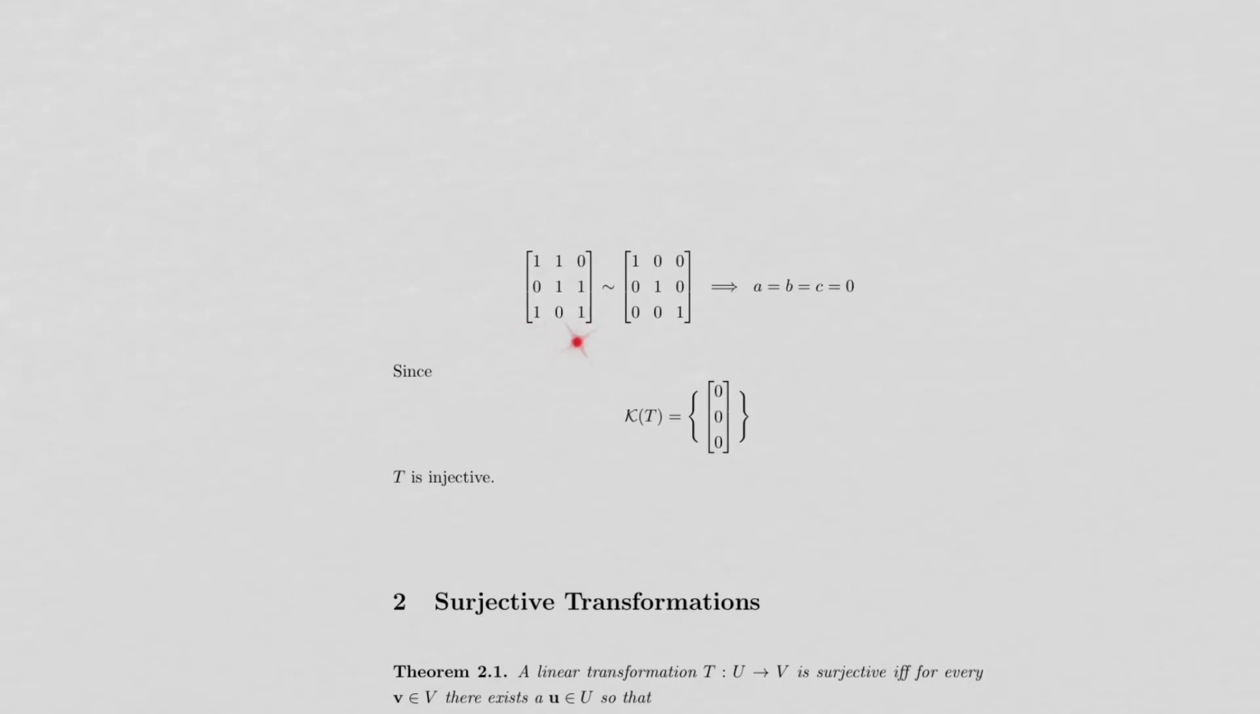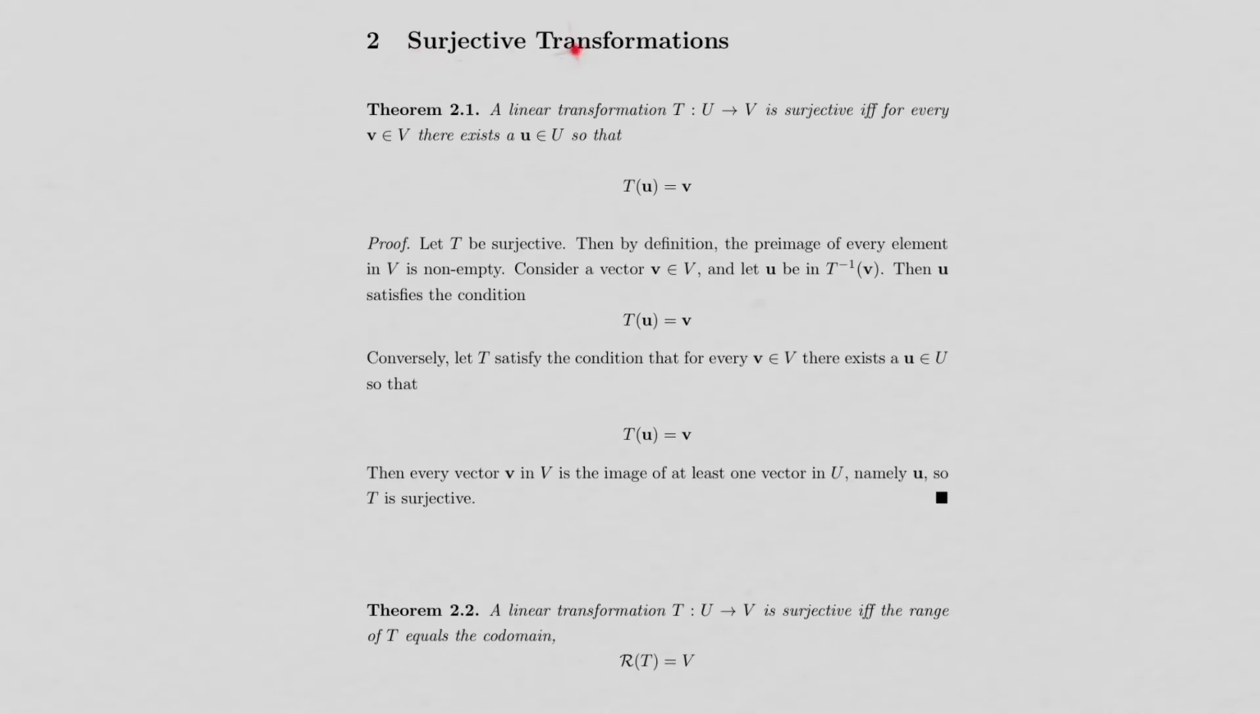Here's the coefficient matrix. It row reduces to the identity, which means a plus 0b plus 0c equals 0, b equals 0, and c equals 0. And the trivial solution is the only solution, so the kernel of T is the set containing the 0 vector, and by the theorem that we saw earlier, we know that T is injective. Okay, let's consider surjective transformations now.